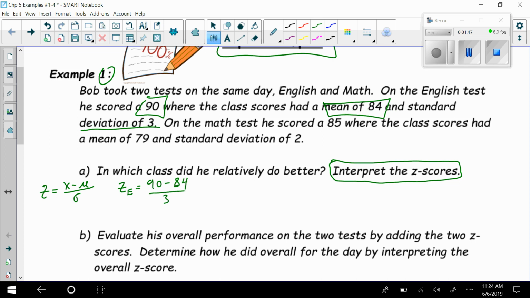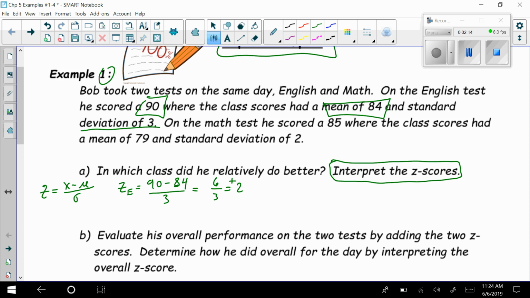Now, do we anticipate this z-score being positive or negative? Well, he scored a 90 that averaged an 84. He's above average. Above average means that he should be above 0, which means this should be a positive score. Which, of course, when we do the math here, we get this to be a 6 divided by 3. We get a z-score value of 2, which is a positive 2.